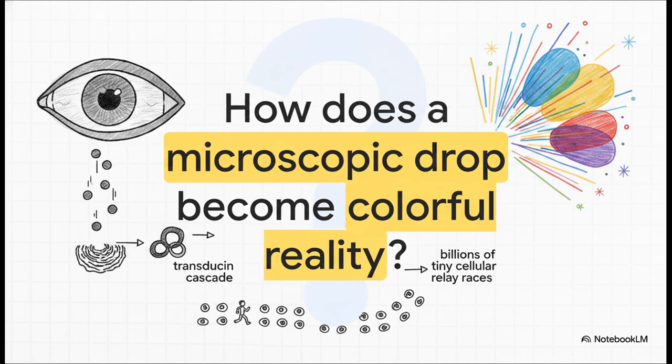Which really just leaves us with this final thought. Everything we just explored, the intricate anatomy, the backwards dark current, that super fast transducin cascade, it is all happening millions of times a second in your eyes right now, just so you can watch this explainer. The fact that a microscopic drop in a simple chemical like glutamate instantly transforms into the vast, colorful, moving reality you experience, it's nothing short of breathtaking.